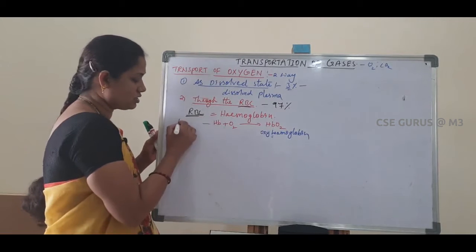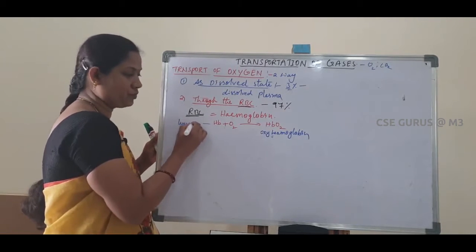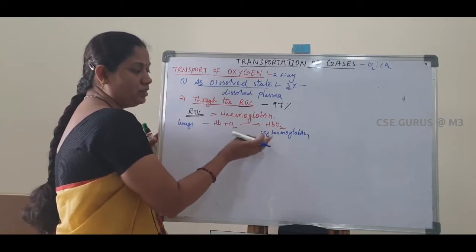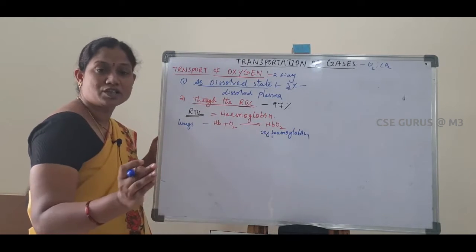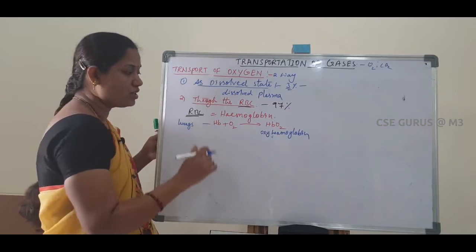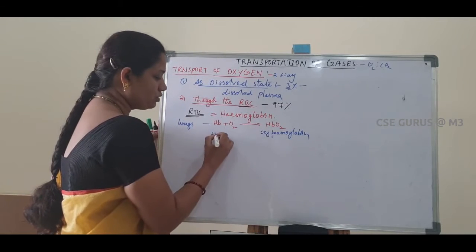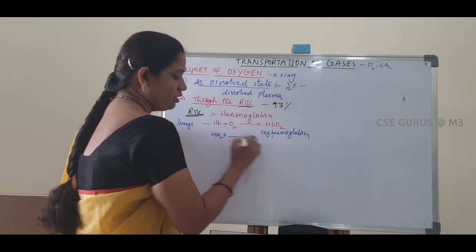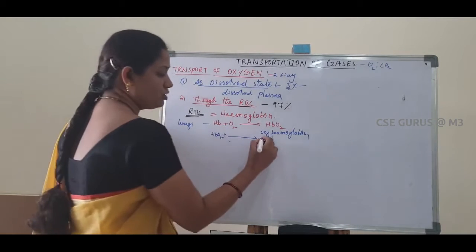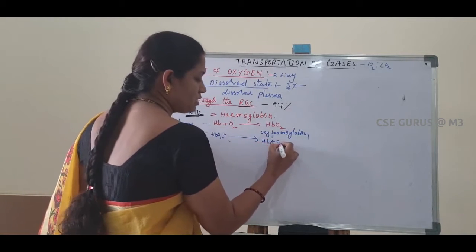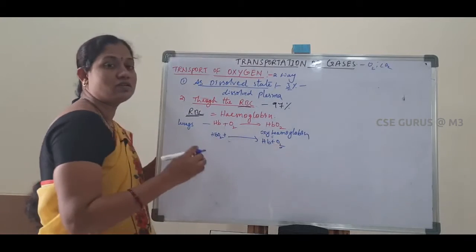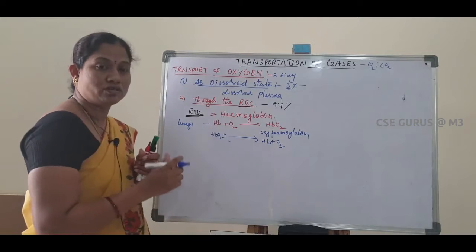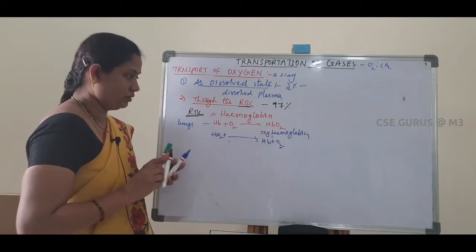This reaction takes place in the lungs region. In the lungs region, oxyhemoglobin is formed. This oxyhemoglobin is transported to the tissues. In the tissue region, again this HbO2, oxyhemoglobin, is dissociated into hemoglobin plus oxygen. So this oxygen is released into the tissue. Here, hemoglobin can bind with oxygen to form oxyhemoglobin.